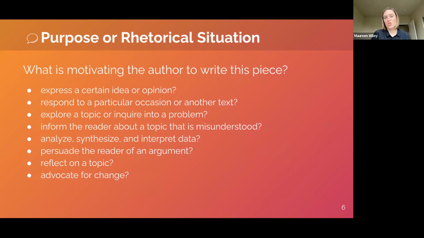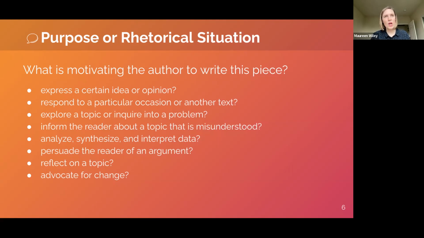Are they attempting to persuade the reader of an argument? If you can identify what the argument is, then you can identify whether or not they are trying to persuade and the method they are going to use to persuade, and then find evidence of that in the text. Are they reflecting on a topic? Are they advocating for change? And again, there can be multiple reasons for the author being motivated to write this piece.